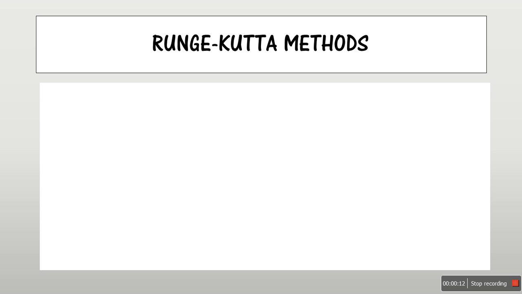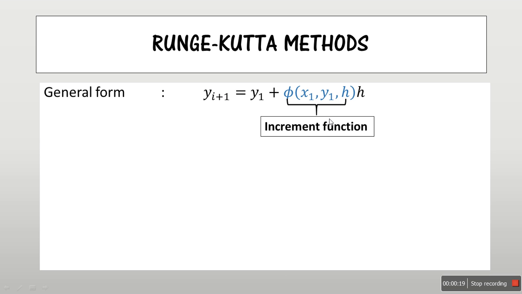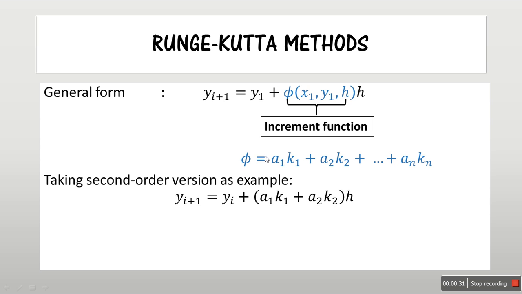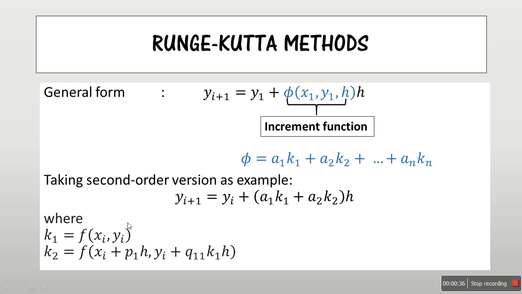So the Runge Kutta method can be represented in the general form of equations, whereby phi is the increment function. The phi can be obtained from the products of a terms, which are the constants, and the k terms. We are taking the second order version as the example, so we can obtain the k1 from the ordinary differential equation and the k2 from this ordinary differential equation.